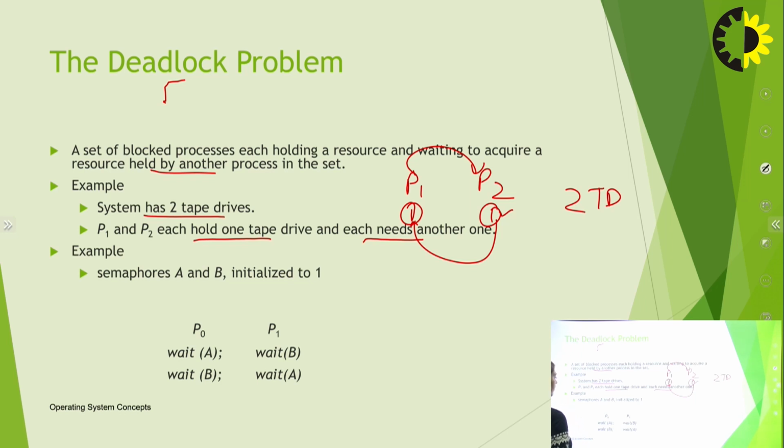Then if we consider semaphores A and B, we have P0 which has put a wait on A and then a wait on B, and P1 which has put a wait on B and then a wait on A. Such a situation is also a type of deadlock problem.